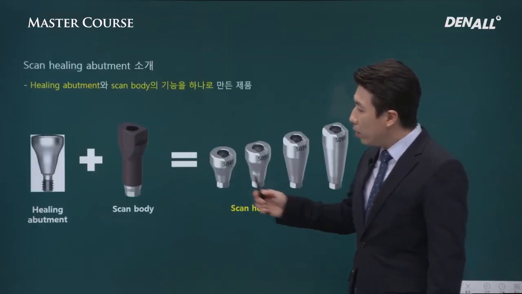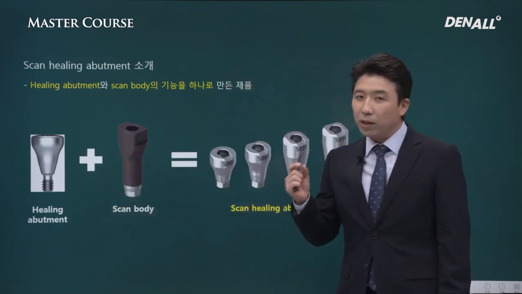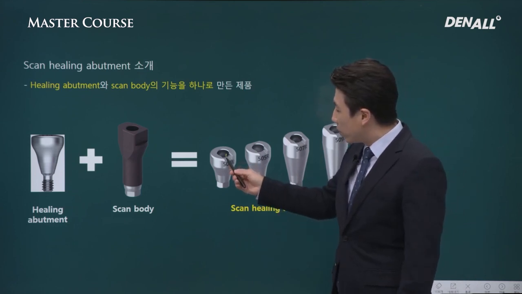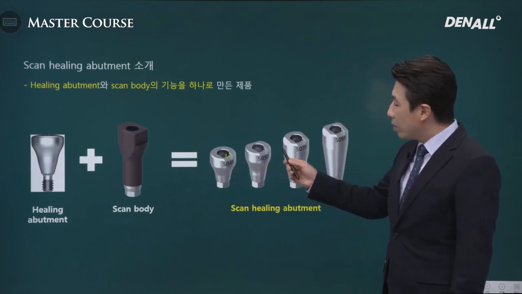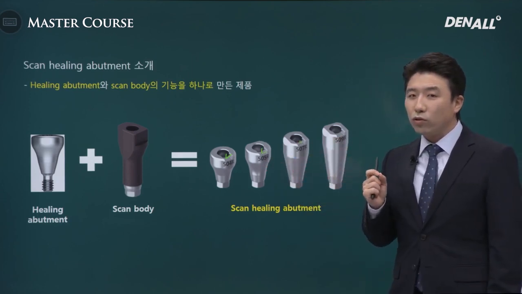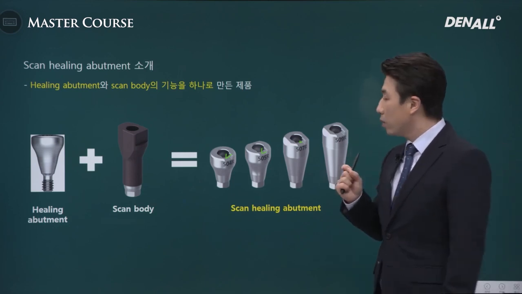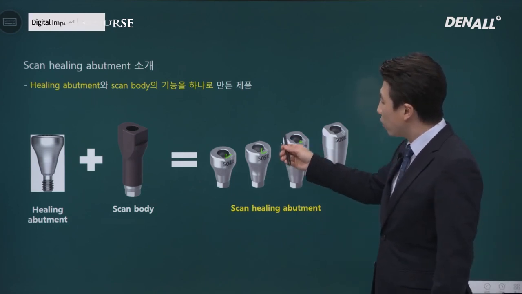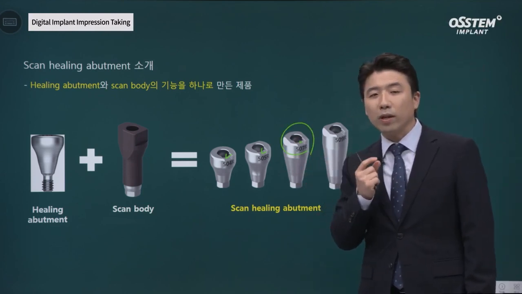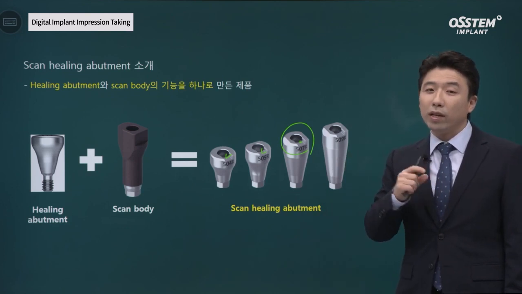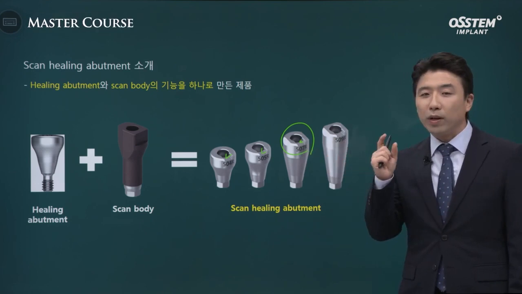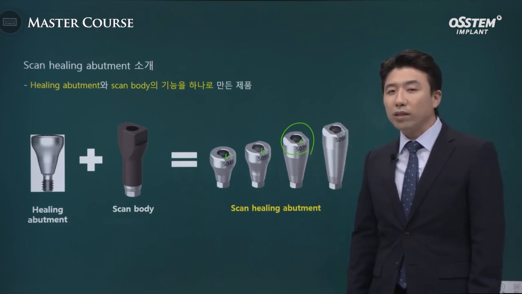Healing abutment and scan body, the functions of them are combined. Can you see it here? There's a feature, special structures to estimate implant positions. There is some code contained in there. It can be used as a healing abutment, but when an implant impression is taken, this can be scanned, and the special feature is used to estimate the implant position.